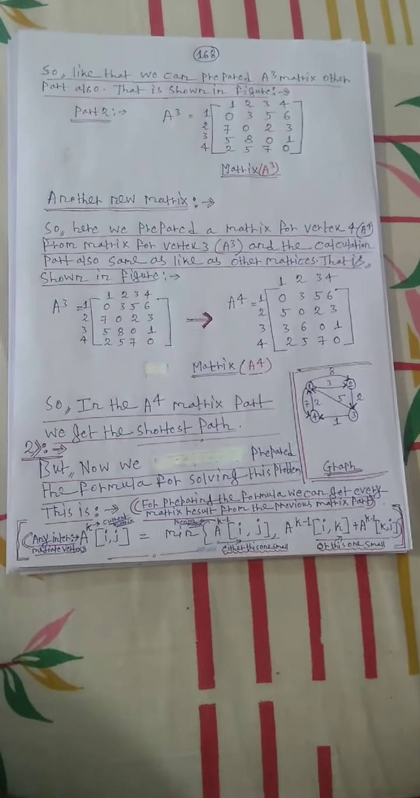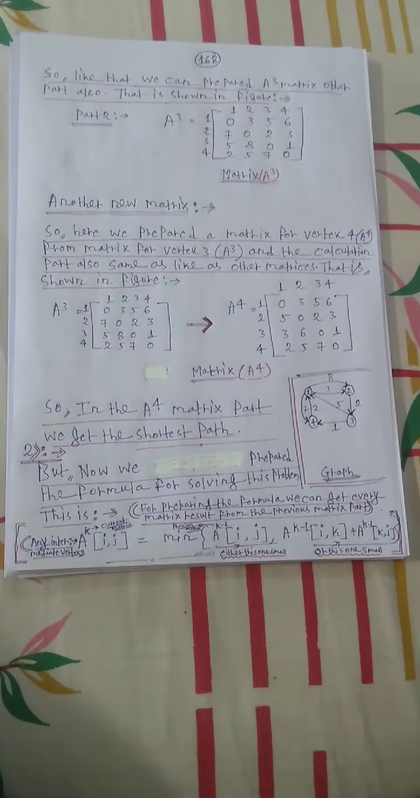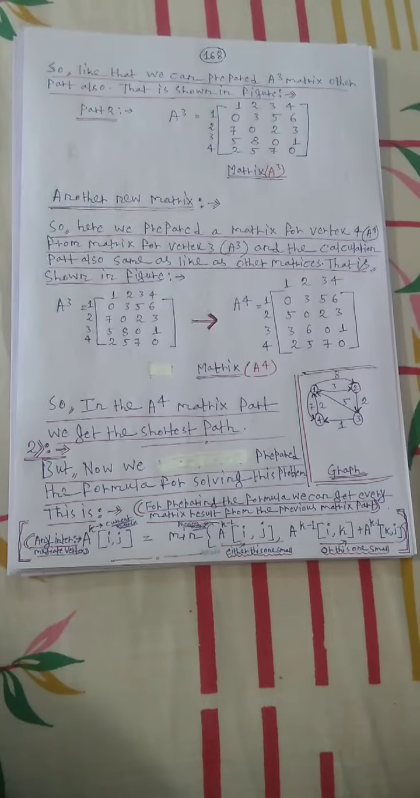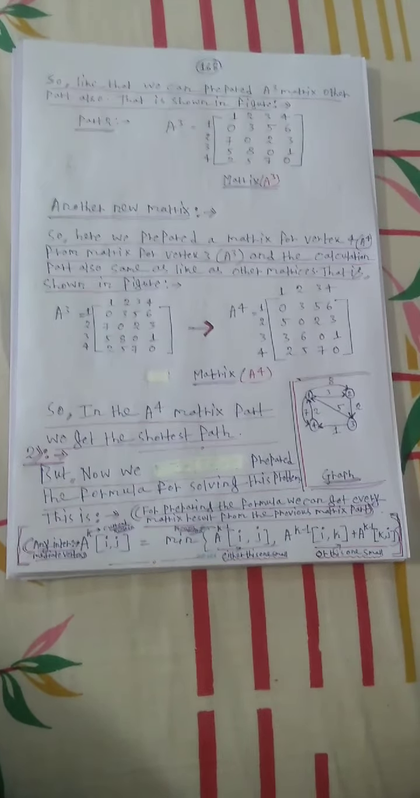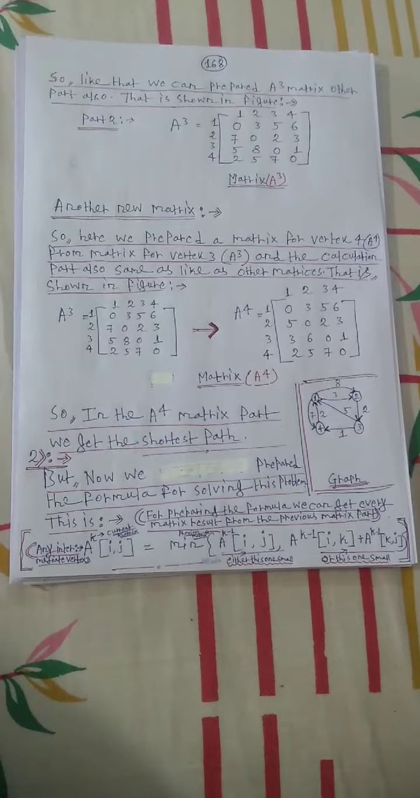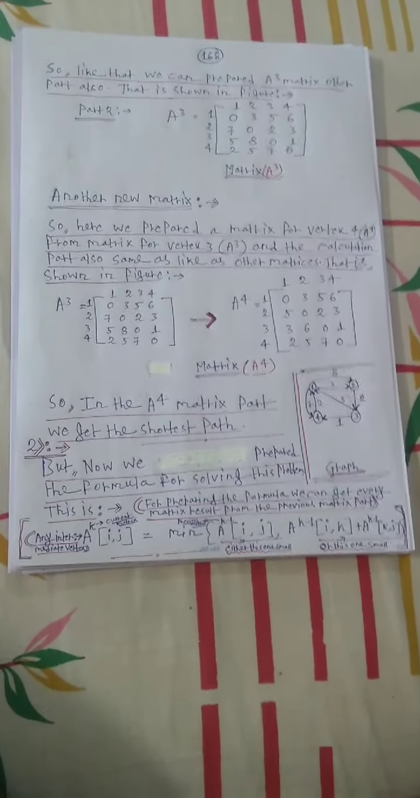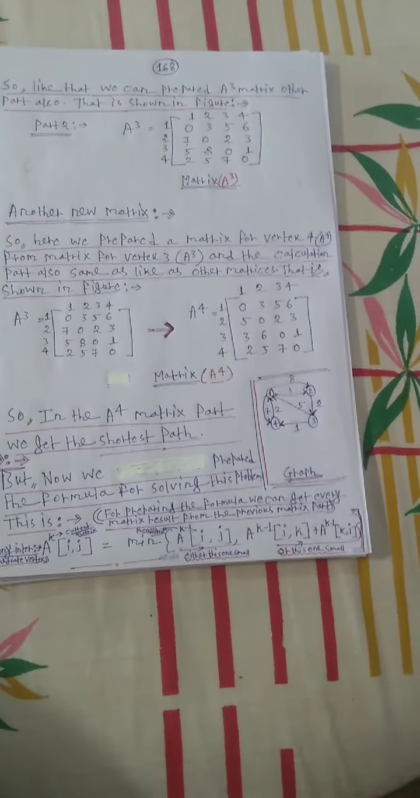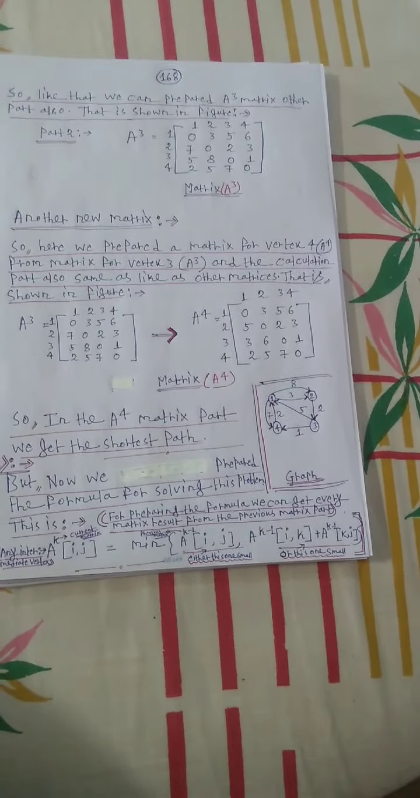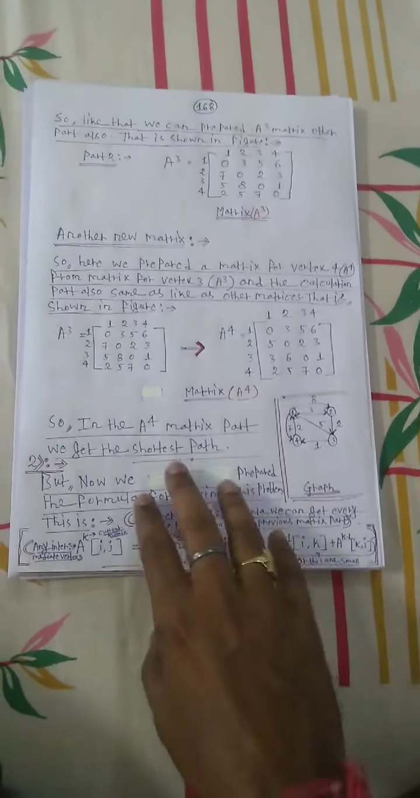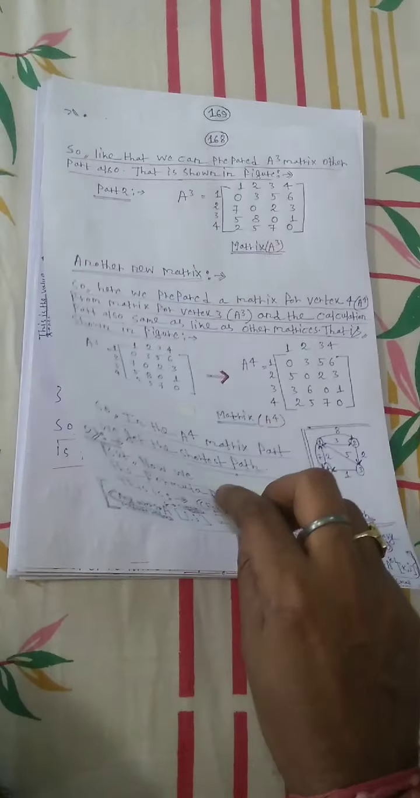Here A to the power k, i j: A means the matrix, i, j the entry, and k means the current intermediate vertex. For preparing it, we can get every matrix result from the previous matrix. So minimum of A^(k-1) i j, where k-1 is the previous matrix, and A^(k-1) i k plus A^(k-1) k j. So either this one is smaller or this one is smaller. We can see that this condition we can check for all the matrices.